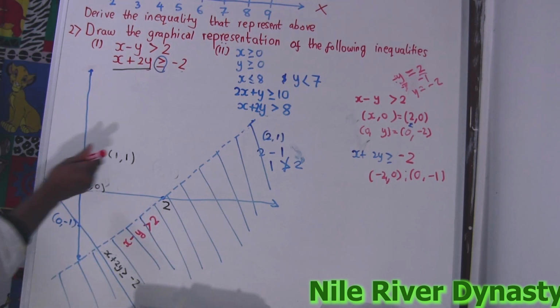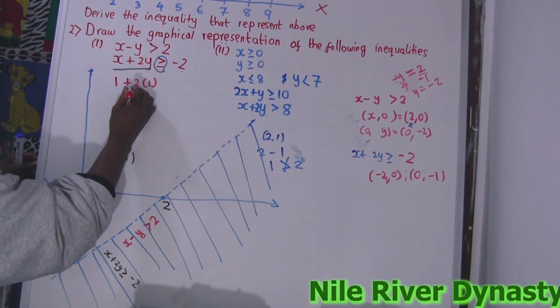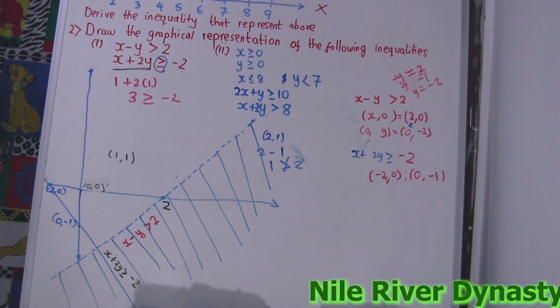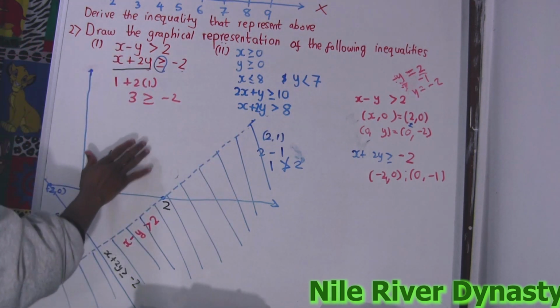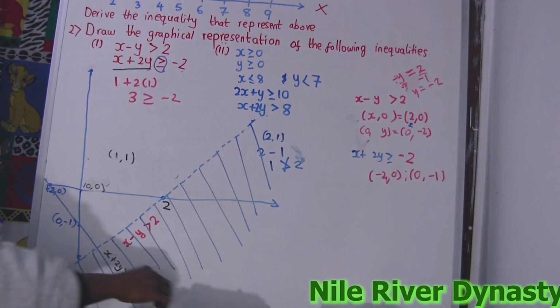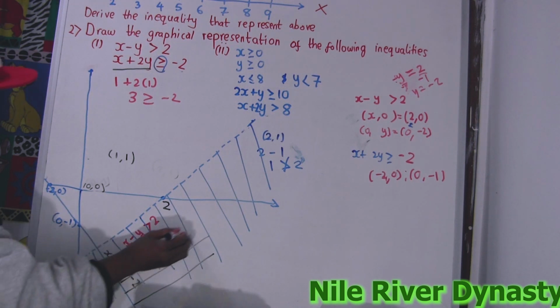Now let's put it in. So what is x? X equal to 1 plus 2 times y, y equal to 1. Now this is going to give us 3. Is 3 greater than or equal to -2? Yes, it's true. So for that case, we're going to shade on top. It's true because 3 is greater than -2. So how are we going to shade? Look, on top of this line, from where the line goes.